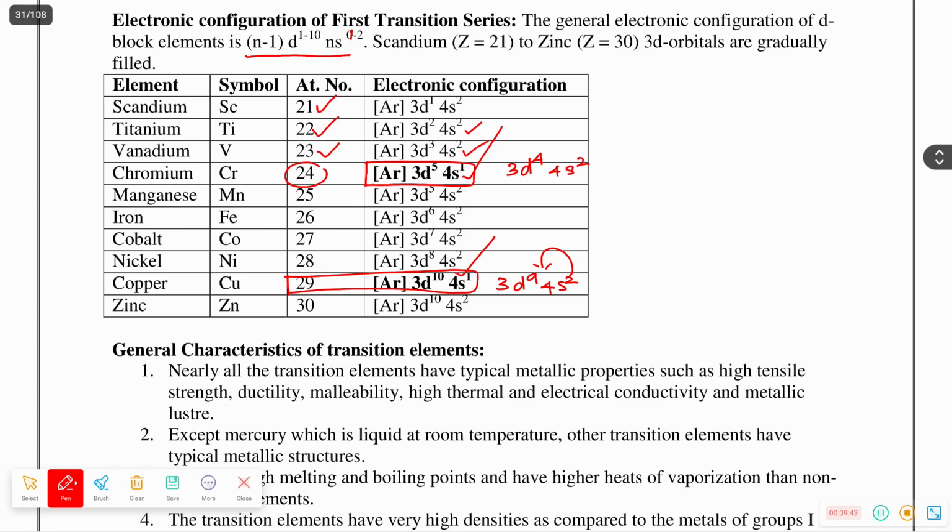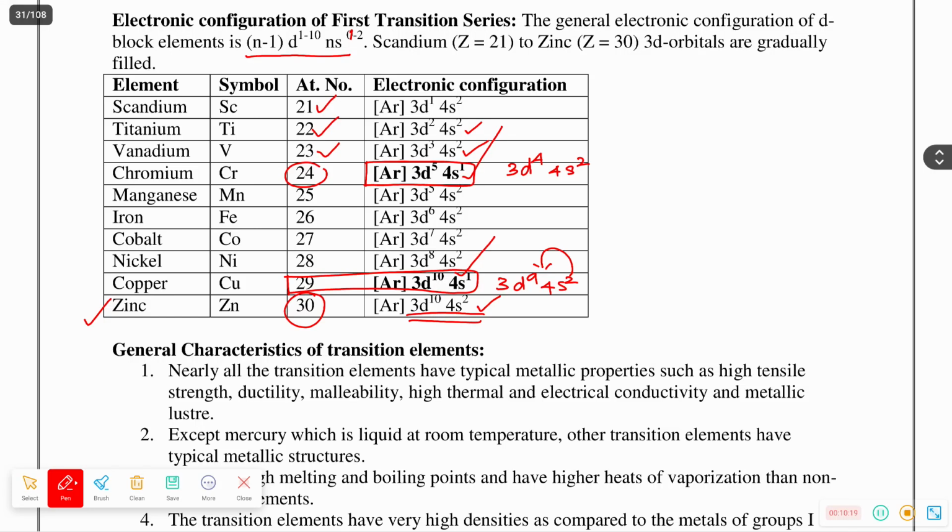So chromium and copper, in order to attain stability, the chromium electronic configuration becomes 3d5, 4s1, and copper is 3d10, 4s1. Then zinc, atomic number 30, is a fully filled electronic configuration. D maximum is 10 electrons. D here is fully filled, and S is also fully filled. So it is clear.